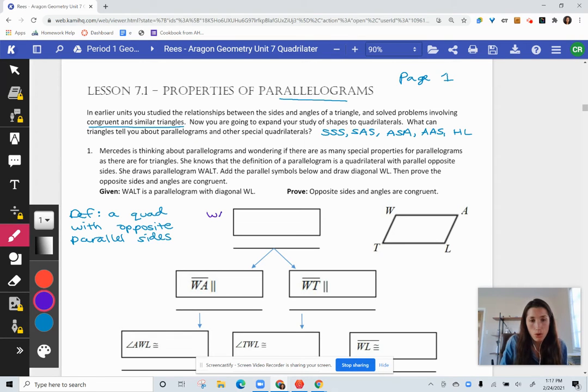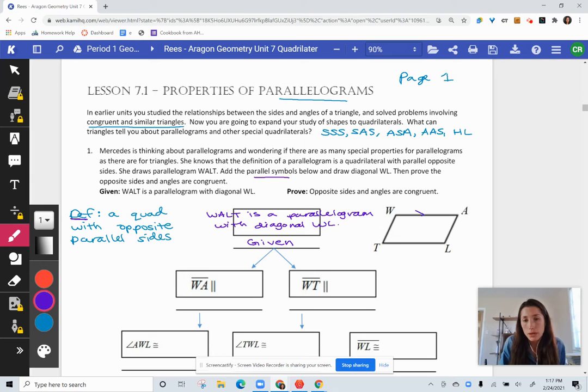So we can say WALT is a parallelogram with diagonal WL. Okay, so that's our given information. And we just wrote down the definition of what it means to be a parallelogram, that we have opposite sides that are parallel. So that's why we can add our parallel symbols to our diagram.